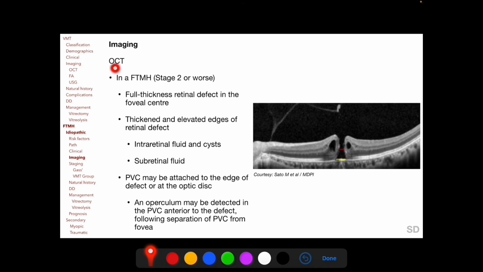Optical coherence tomography in a stage 2 or higher full-thickness macular hole will show a full-thickness retinal defect in the foveal center with a zone of bare retinal pigment epithelium, thickened and elevated edges of the retinal defect, often with intraretinal fluid and cysts, and subretinal fluid, and a posterior vitreous cortex which may be attached at the edges of the retinal defect or at the optic disc, or may be completely detached. An operculum may be detected in the posterior vitreous cortex anterior to the defect.